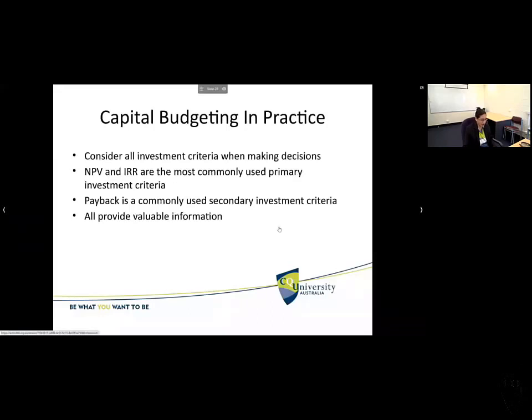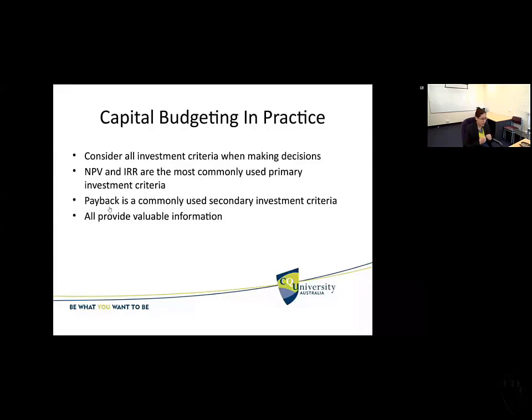So in practice, just remember that you should consider all of the investment criteria when you make decisions. Net present value and internal rate of return are the most commonly used primary investment criteria. Payback is a commonly used secondary investment criteria, and there are a number of other tools for capital investment appraisal that you will learn about in other units as you progress through your degrees, or that you're doing in work right now. There's accounting rate of return that takes into account profit, not just cash flows, and there's so many other tools that you can use to evaluate which projects or which investments you should put your capital into.